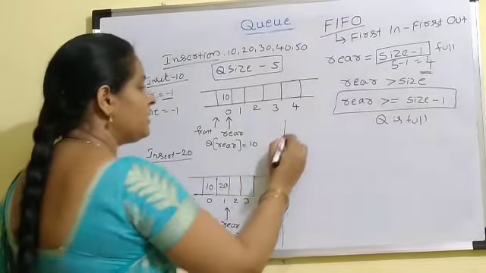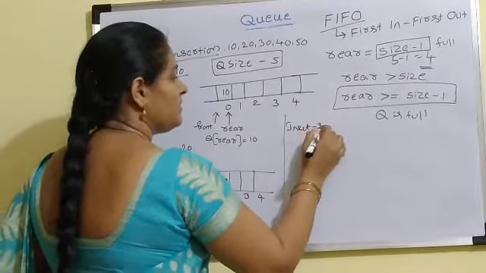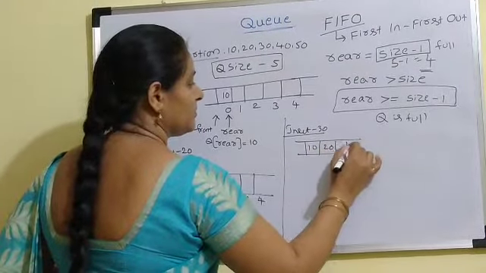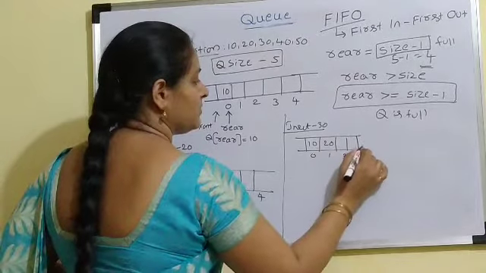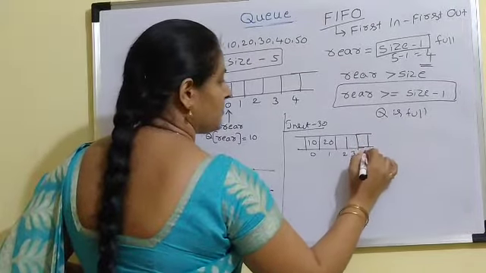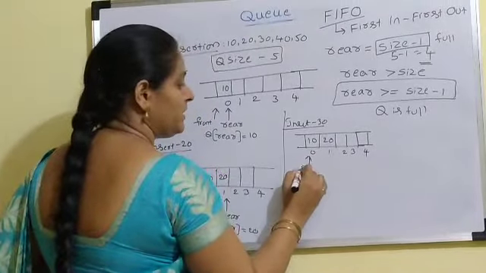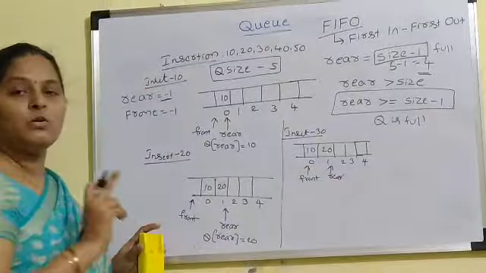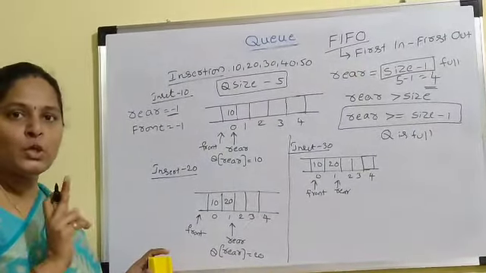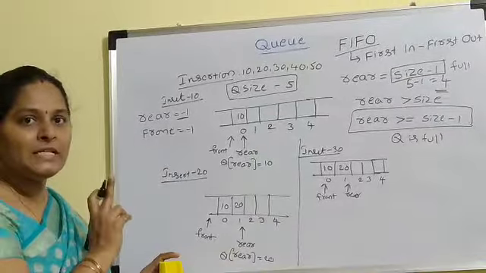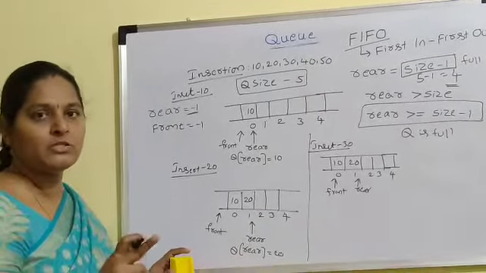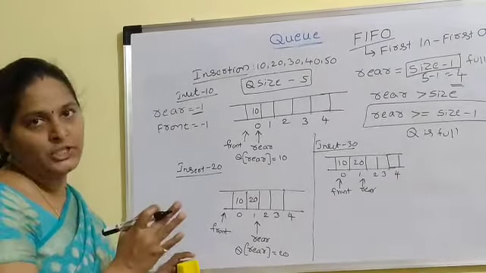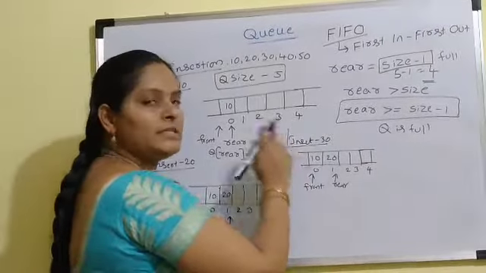Now I want to insert 30. Now the front pointer is in the first position and the rear pointer is in the second position. So at every insertion we need to move only the rear pointer. The front pointer should stay the same. It should not be incremented, because the front end we will use only for deletion.